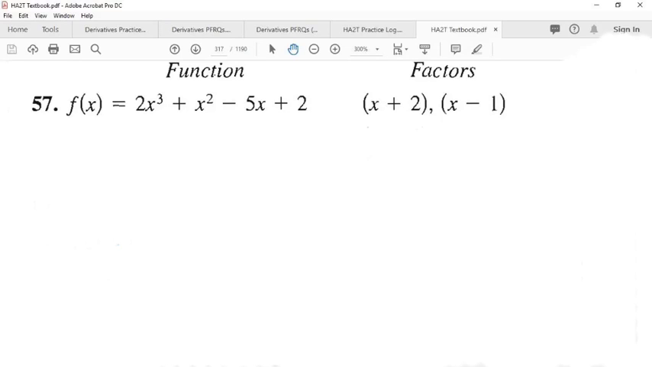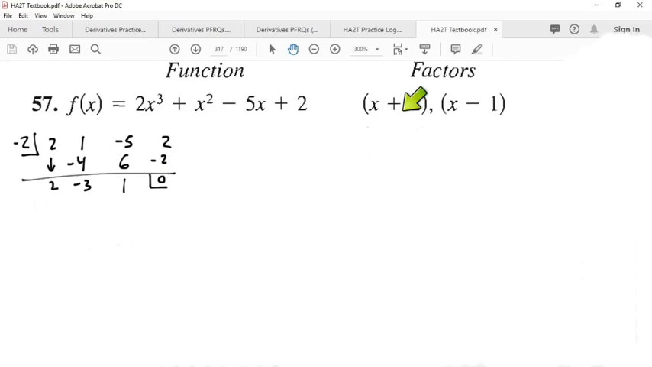Okay, so if I wanted to synthetically divide this by x plus 2, what would be the 0 for x plus 2? Negative 2. So I'm going to put negative 2 right there, and then I have 2, 1, negative 5, and 2 for my polynomial function. And then I bring down the 2. Then I multiply 2 by negative 2, and I get negative 4. Negative 4 plus 1 is going to be negative 3. And then negative 3 times negative 2 is positive 6. I add those 2 together. I get 1. 1 times negative 2 is going to be negative 2, and I get 0. Boom. Which I expect. I expect to get a 0 because this problem says this is a factor of this.